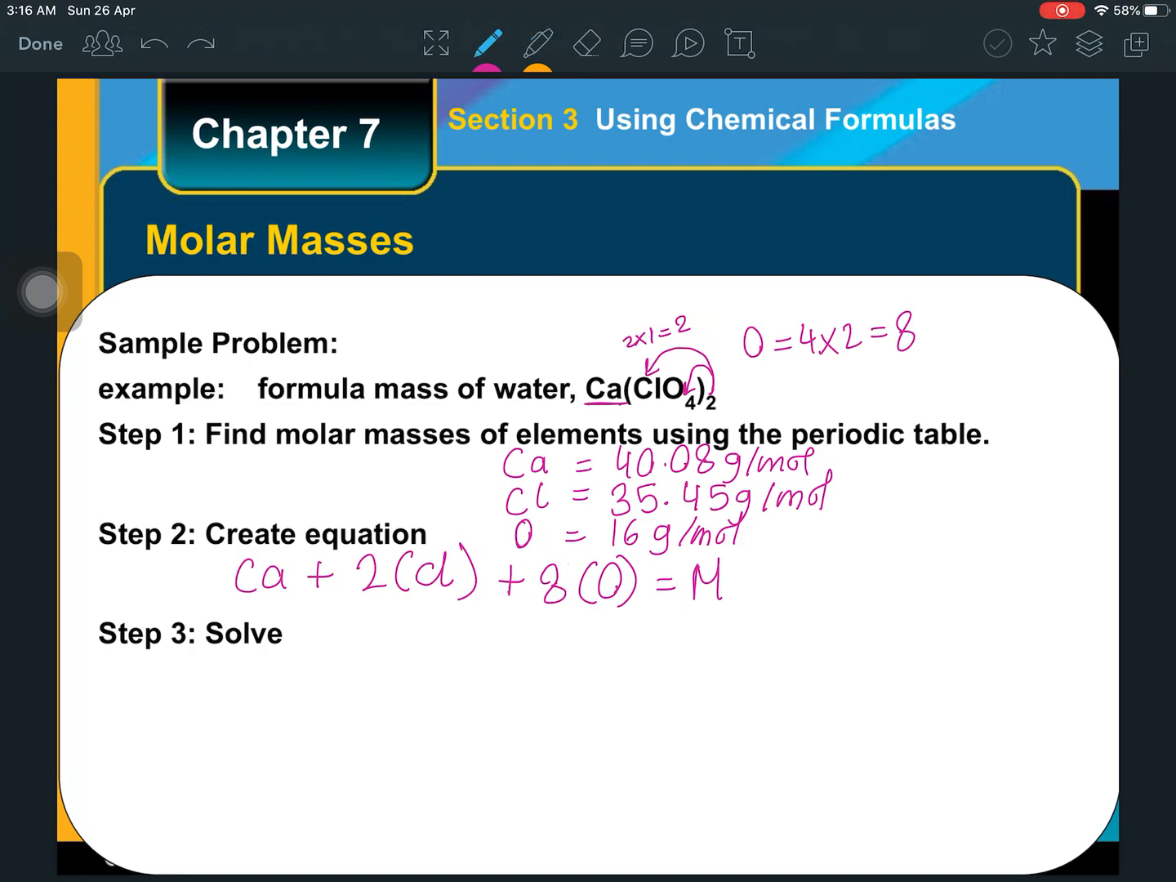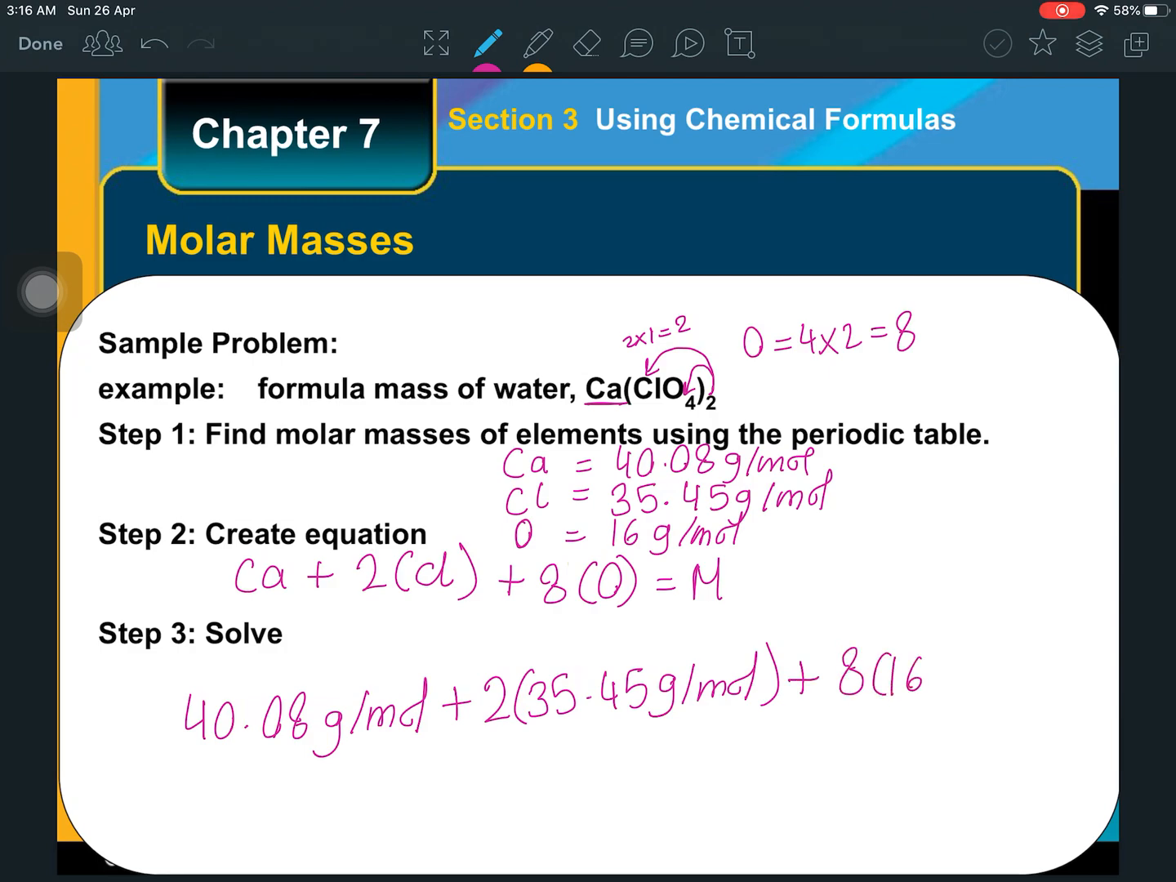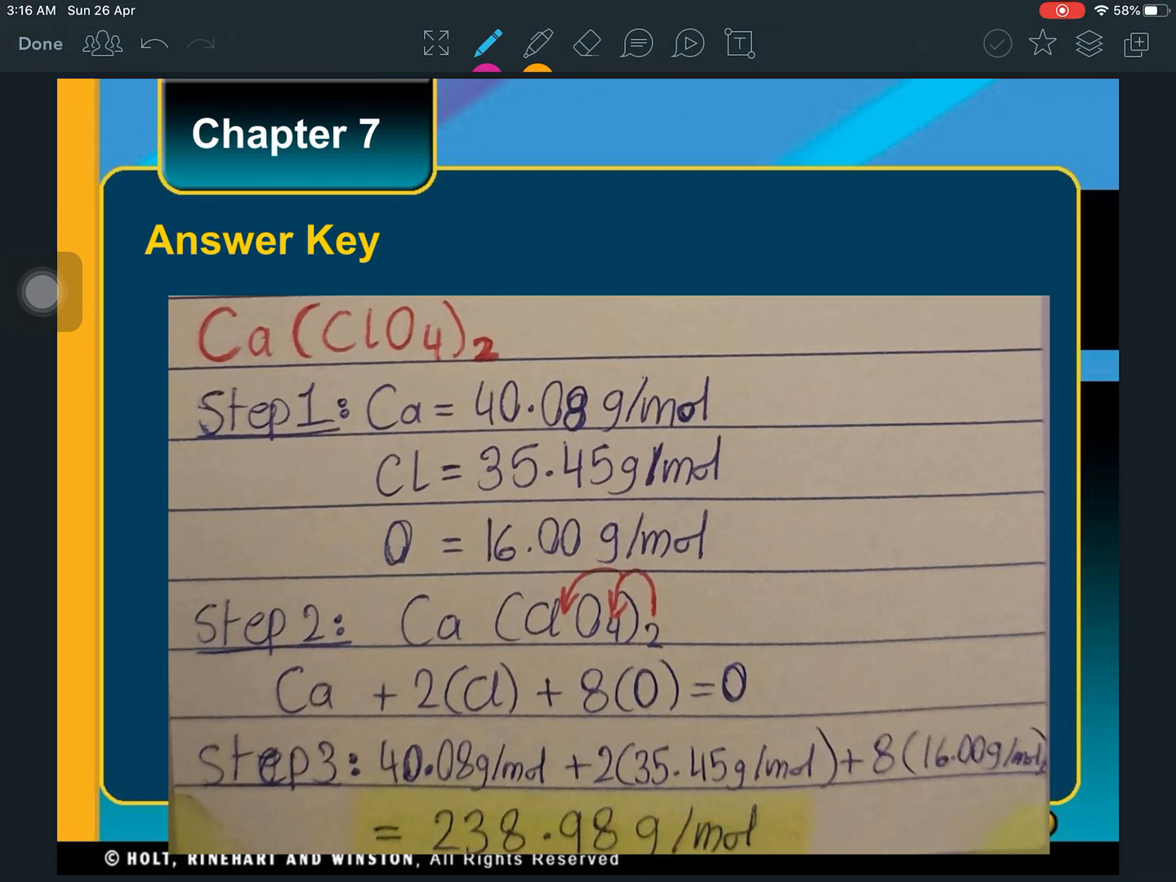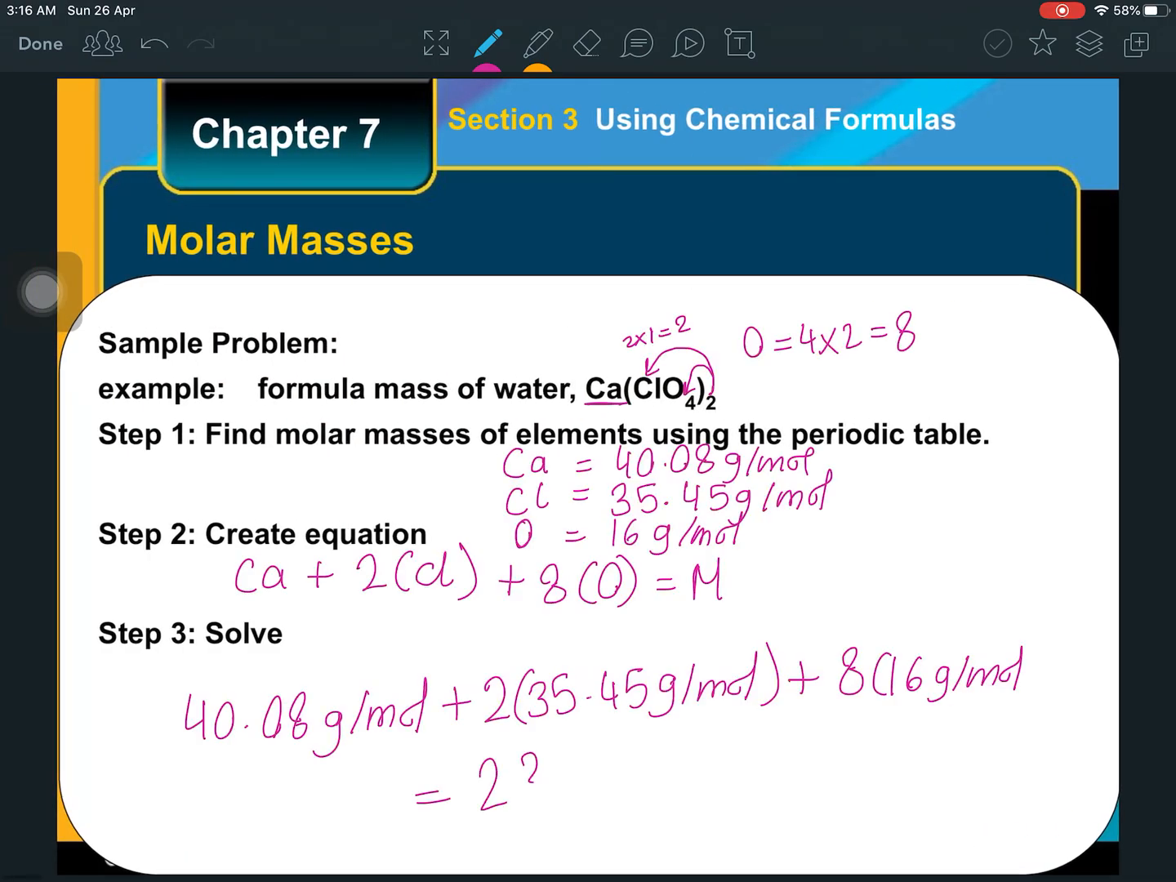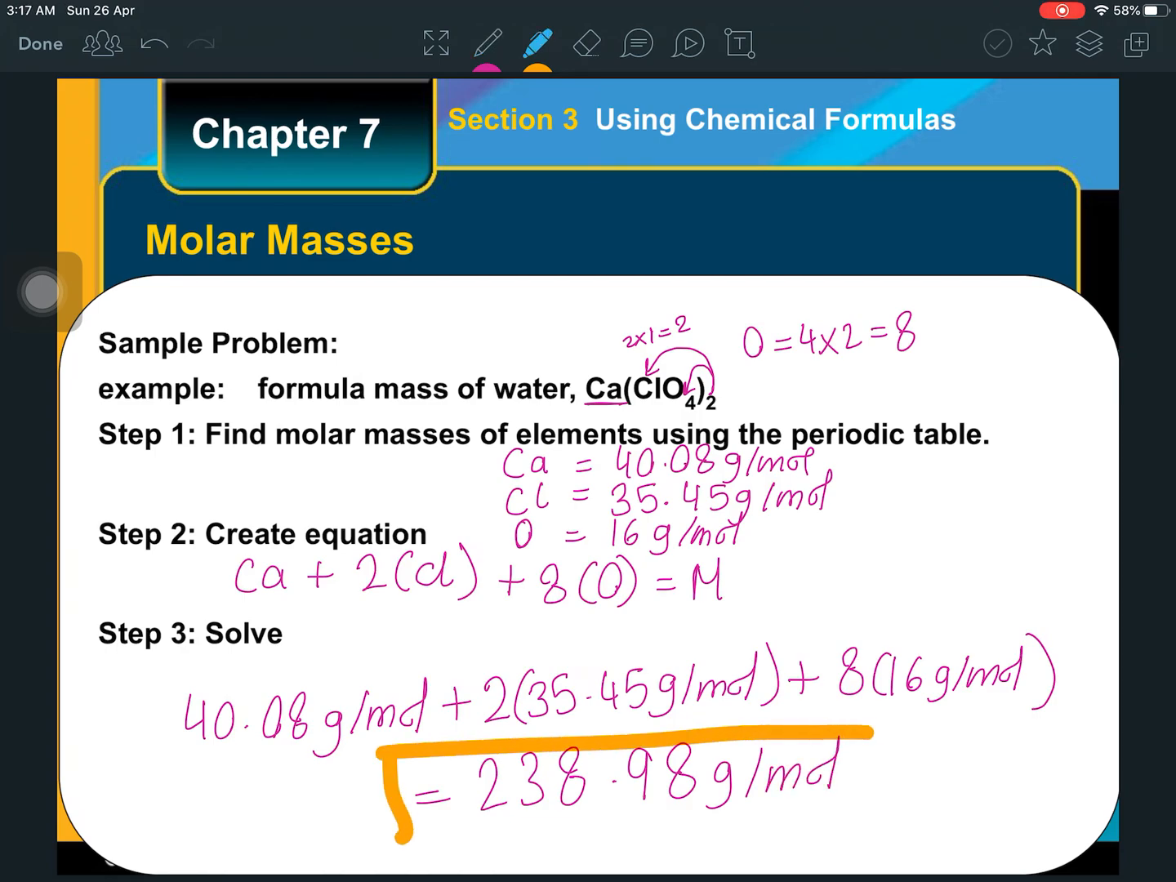All right, so now let's go ahead and substitute all of our numbers in. So calcium is 40.08 grams per mole plus 2 times 35.45 grams per mole plus 8 times 16 grams per mole. All of this is equal to 238.98. Yes, I know that was a lazy move, but I can't keep this video going for 5 years while I put these numbers into the calculator. All right, so there you go. We have our grams per mole of calcium perchlorate.